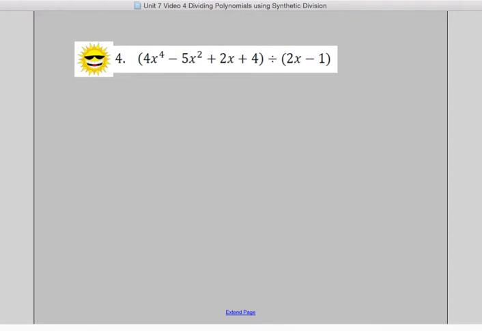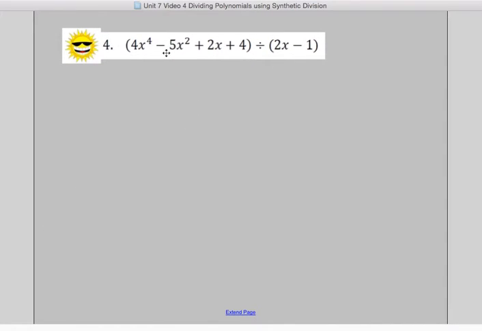Number 4. I look at it. I'm missing an x to the third, so I'm going to make a note so I don't forget. Sometimes it's easy to forget that. So there's 0x to the third, and then everything else is good. And then I notice there's a 2 here, so I have to divide every piece by 2.